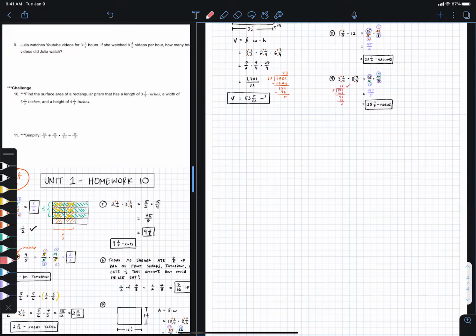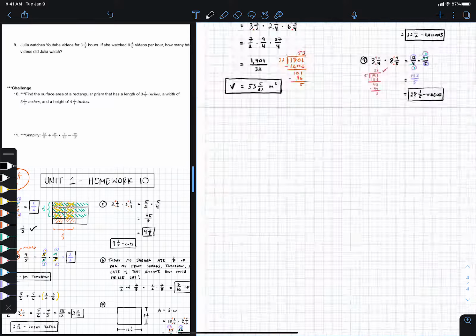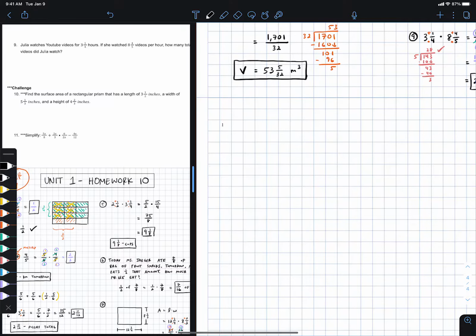For number 10, it says find the surface area of a rectangular prism that has these dimensions. Maybe I can sketch it out so you can see it. There are different formulas you can use, but I'll try to use the most direct way that I think you'll understand. I'll draw a rectangular prism first and then explain what surface area is, if you're not sure.